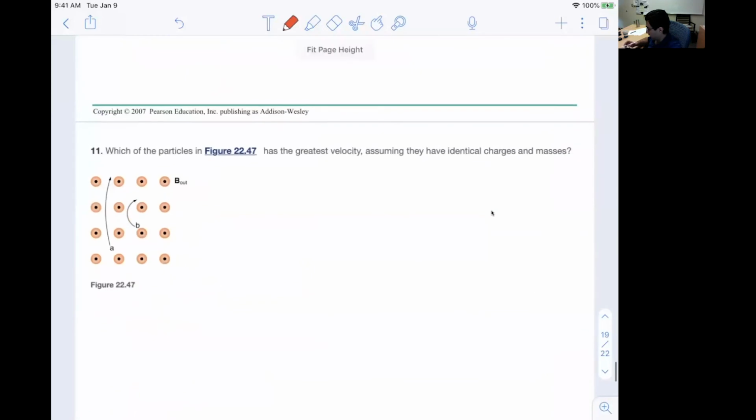Question: which of the particles in the figure has the greatest velocity, assuming they have identical charges and masses? So two particles, A and B, are moving in cyclotron motion, and one has a larger radius, the other is smaller. Which one has a greater velocity? We are assuming they have the same charge and mass. So you can derive this: mv squared over r, the centripetal force, equals qvB. Then you have mv, and I will leave r on the right-hand side. I will divide by qB r.